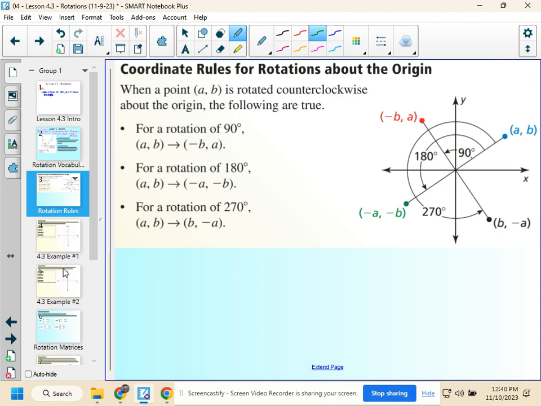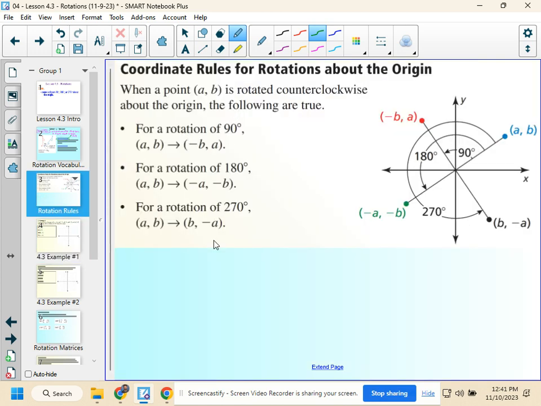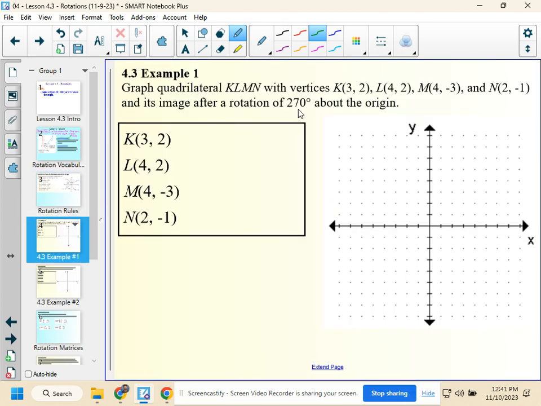We did one of these two examples. I'll do them both here in the video for anybody watching at home or in study hall. Let's take a look. It says graph the quadrilateral KLMN with these vertices and its image after a rotation of 270 degrees about the origin. That fits exactly with what we're doing here: 270 degrees about the origin, counterclockwise. If it doesn't specifically say, it's implied that we're rotating counterclockwise.